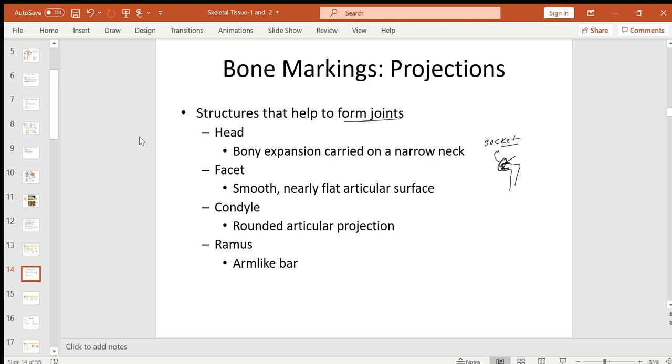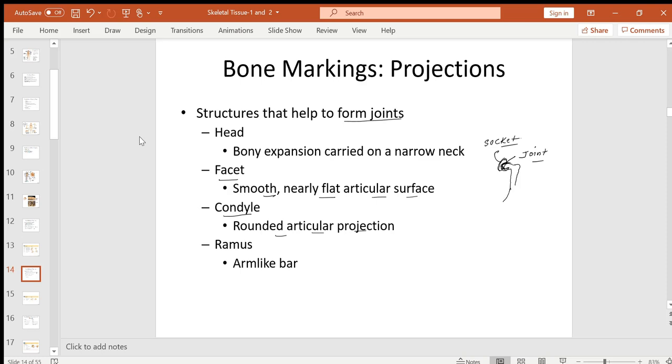So this is how the head forms a joint. Facets: on the bones, sometimes you will see flat, nearly flat, smooth articular surfaces. So they form joints. Condyle: I showed you the condyle, and condyles are rounded articular projections, and condyles form joints.